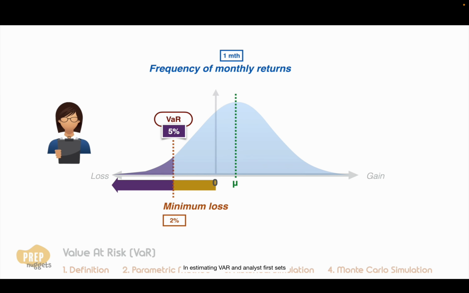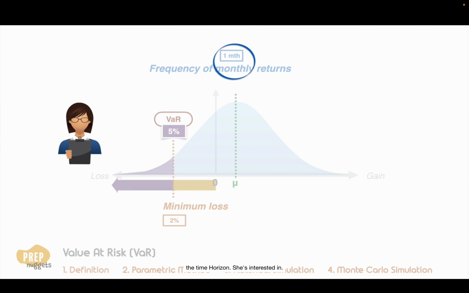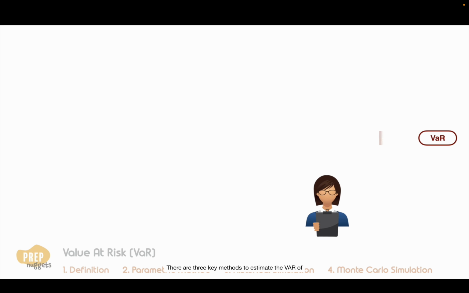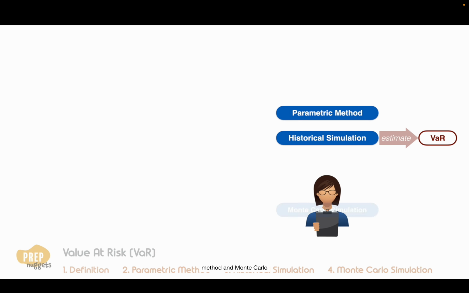In estimating VaR, an analyst first sets the time horizon she is interested in. She can either fix the probability and estimate the corresponding minimum loss, or fix the minimum loss and estimate the corresponding probability. There are three key methods to estimate the VaR of a portfolio: the parametric method, historical simulation method, and Monte Carlo simulation method.